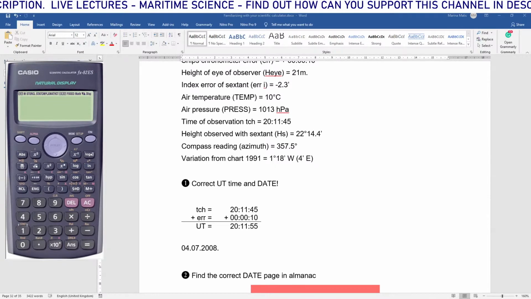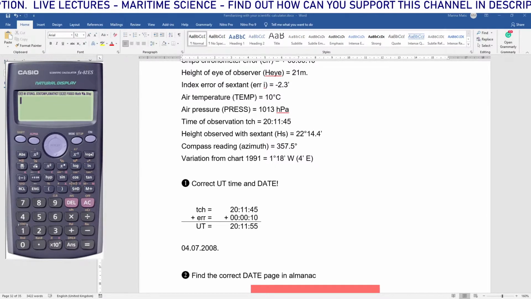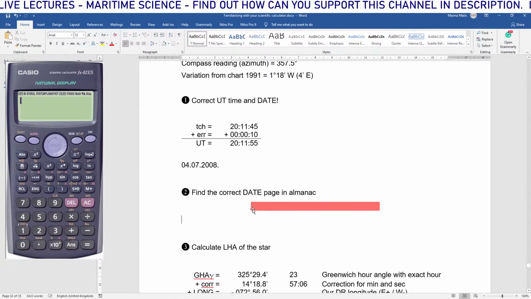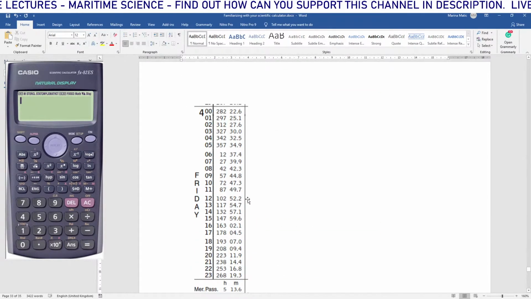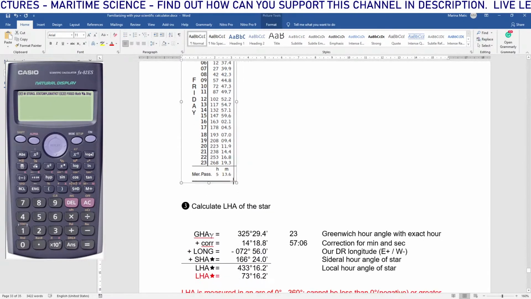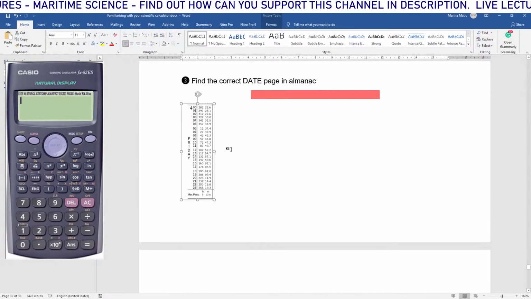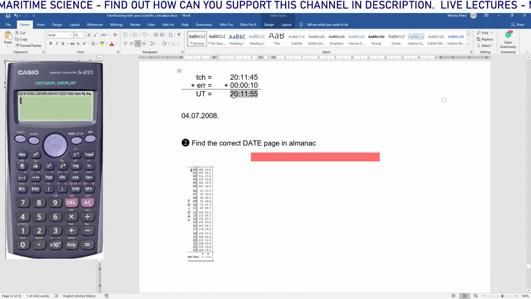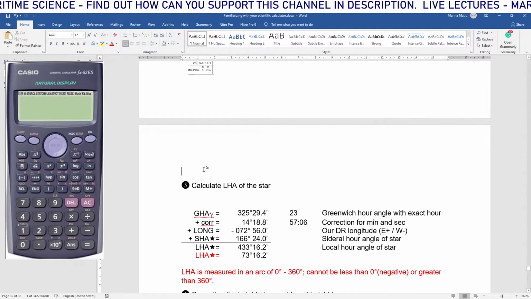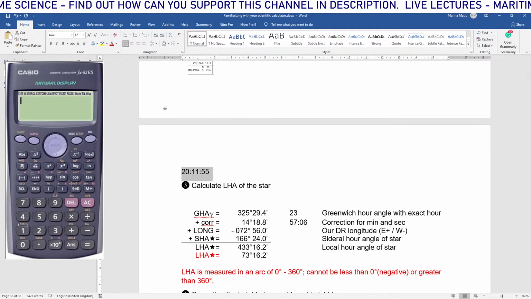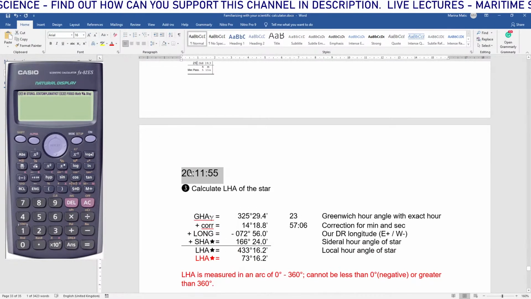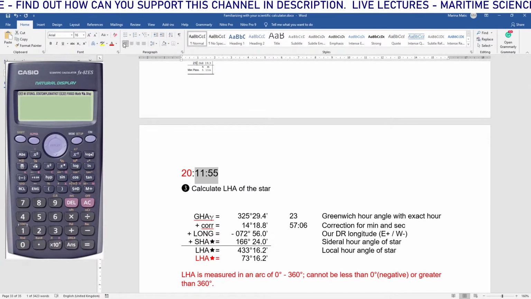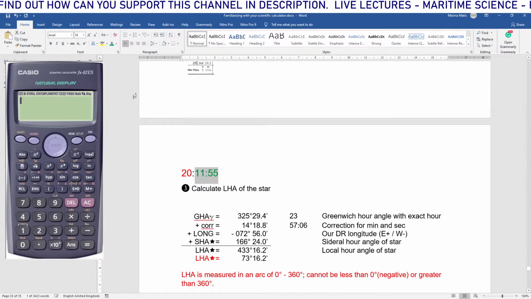Let me copy that here. Now this is too big, so I'm going to close it here. I'm looking at 20. Let's copy this and make it slightly bigger. So first we need this, and then we need to read the correction for minutes and seconds.